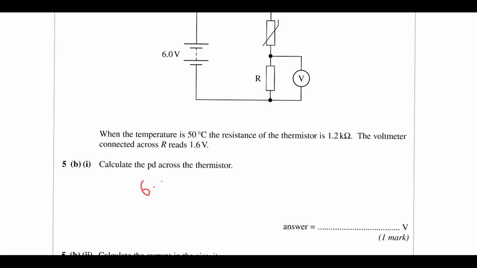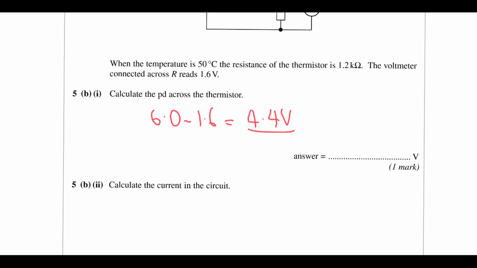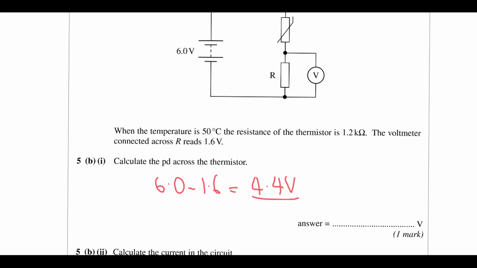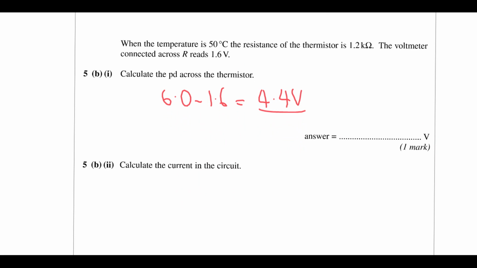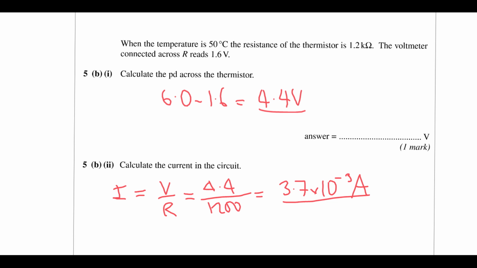So it's going to be using Kirchhoff's series voltage law, because the sum of the PDs equals the sum of the EMFs. So that's going to give you 4.4 volts as a potential difference there, because 4.4 plus 1.6 is 6. We want to know the current in the circuit. So we know the potential difference across the resistance, and we know the resistance. So current through the thermistor is going to be the potential difference across the thermistor divided by the resistance. So the PD is 4.4. Its resistance is 1200 because it's in kilo ohms. When we calculate that, we get a current of 3.7 times 10 to the minus 3 amps there. That's your current in your circuit.